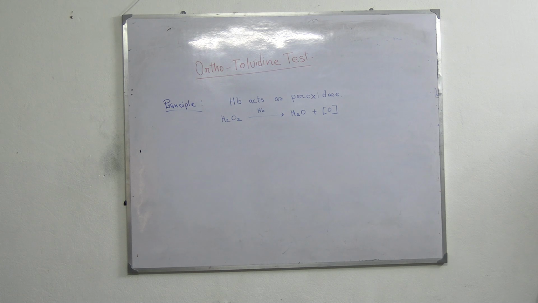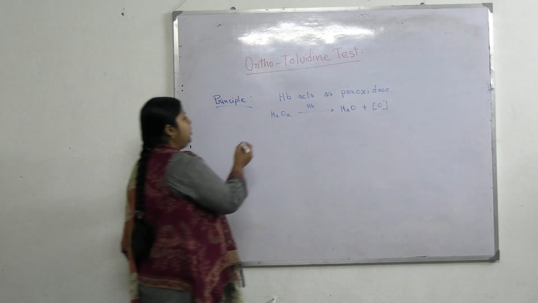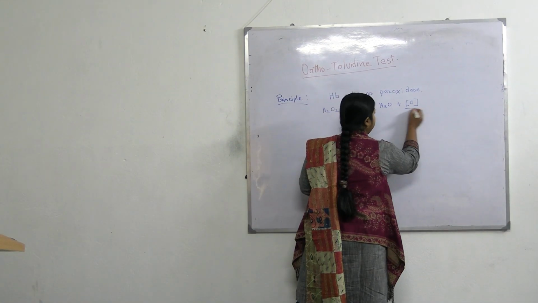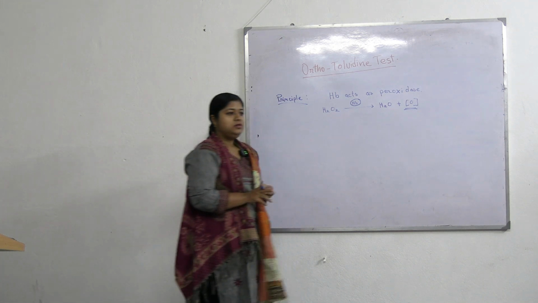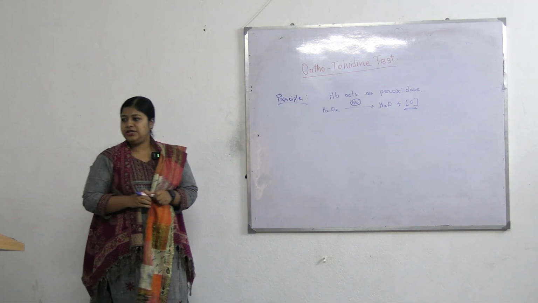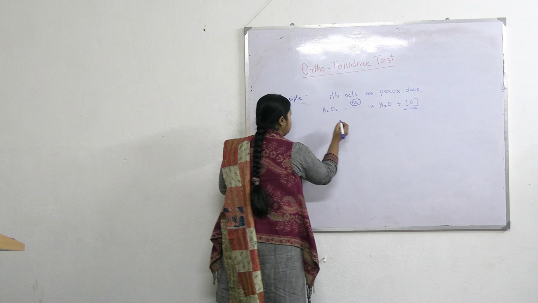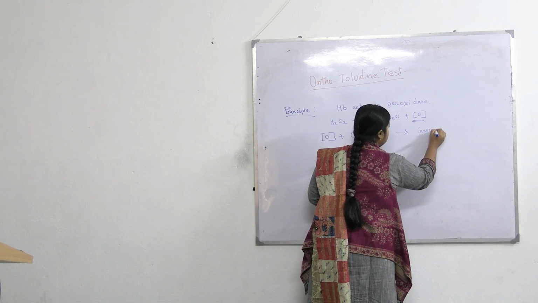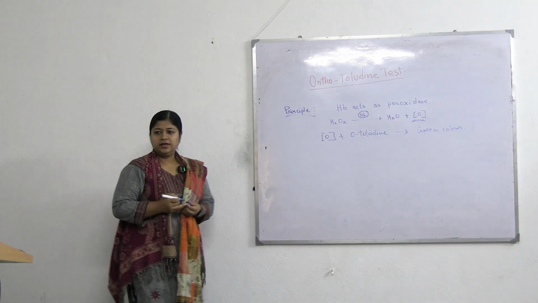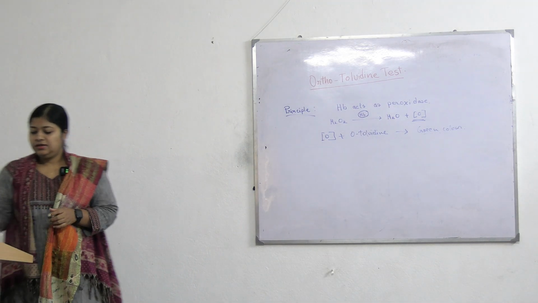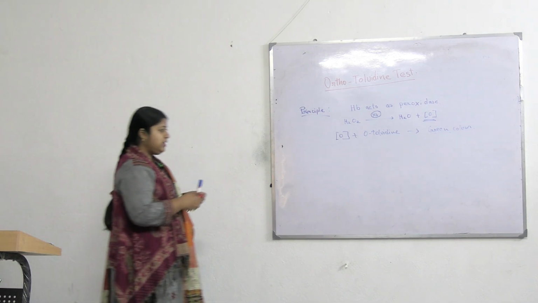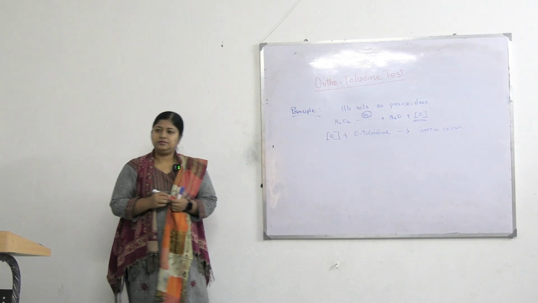Okay, orthotoluidine test. So hemoglobin here acts as a peroxidase enzyme and leads to breakdown of H2O2 into H2O and nascent oxygen. This nascent oxygen with orthotoluidine gives a green color. So if the sample changes color to green, it indicates presence of blood.